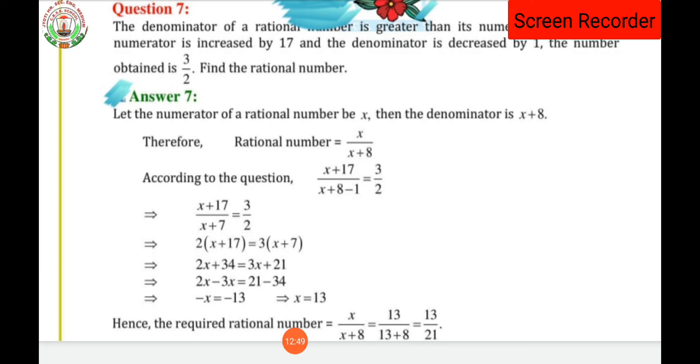And one more thing about your summer vacation homework: a total of 15 to 20 questions I will give you from both chapter number 1, rational numbers, and chapter number 2, linear equation in one variable. Those questions you have to solve in your Max copy itself and keep with you. I will ask when it needs to be corrected. Okay, so for today, thank you everyone.